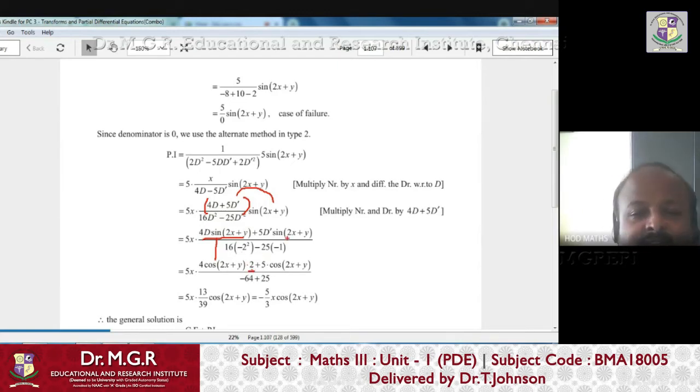Similarly, the differential of sine ax is cos ax into a. Since you are differentiating with respect to y, the coefficient of y is 1, so you multiply this with only 1. So it is cos(2x plus y). Now the problem is over.